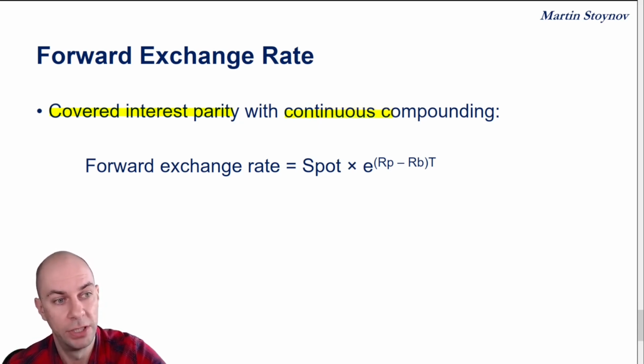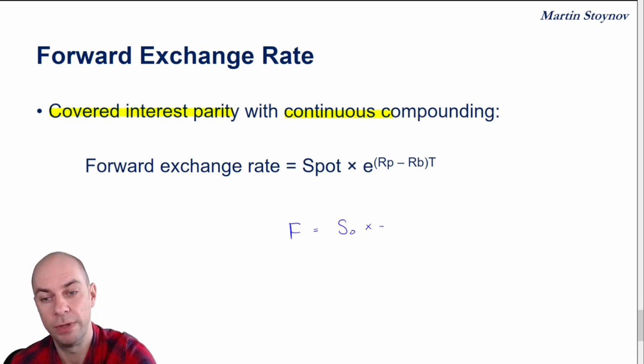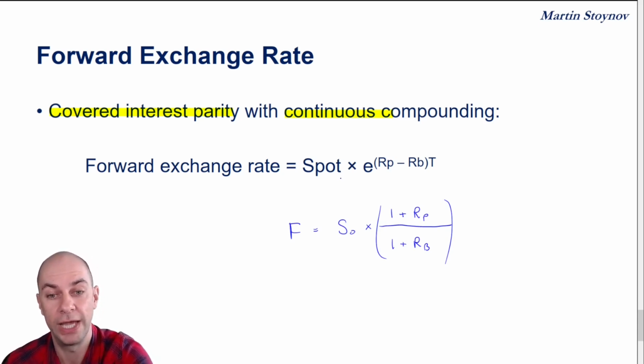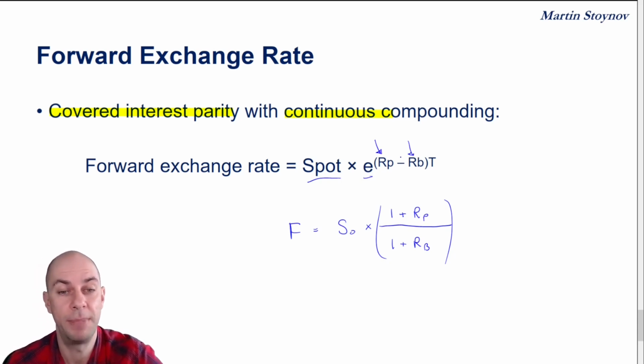Now, remember that in economics, we used this idea where we said the forward price is the spot, and then we multiplied by 1 plus RP over 1 plus RB. So that's discrete compounding. And the same idea with continuous compounding looks as follows. We're taking the spot exchange rate, then we're using e to the power. First goes the price interest rate, second goes the base interest rate.